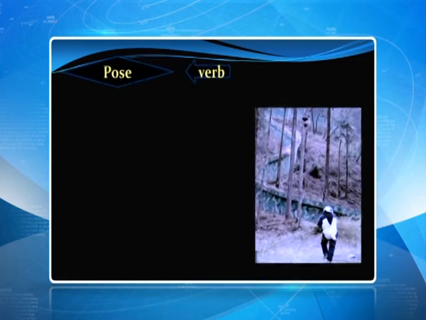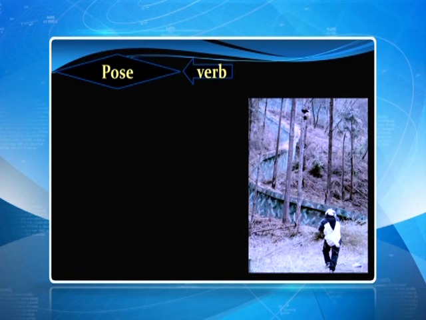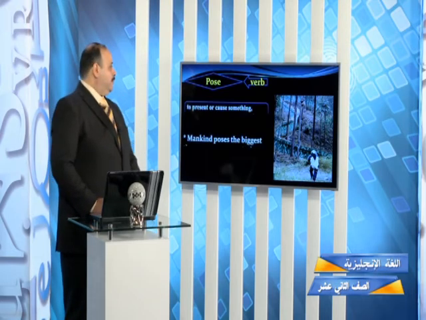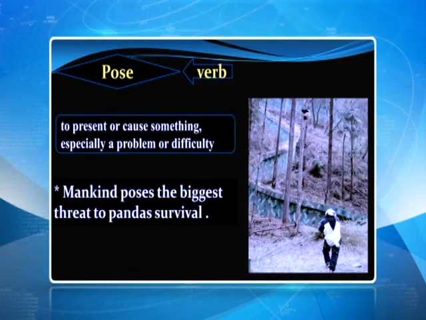All right, now another word, pose. Pose is a verb. Now in the picture we can see an animal, which is the panda. It's trying to climb up the tree, and a man poses, or is present in the scene, trying to harm, to shoot, or even to hunt the panda. What do you think the meaning of the word pose is? Here, look. To present or cause something, especially a problem or difficulty. Mankind poses the biggest threat to pandas' survival. All right, let's move.